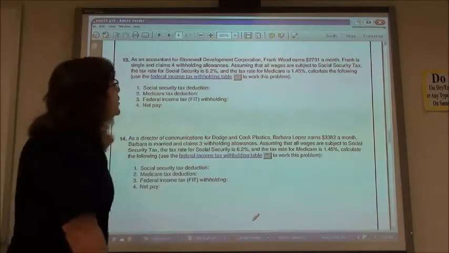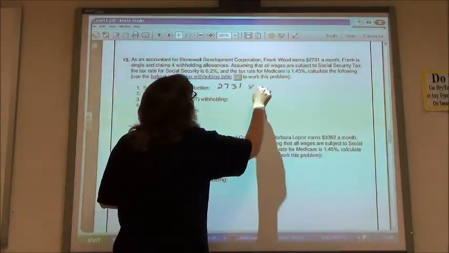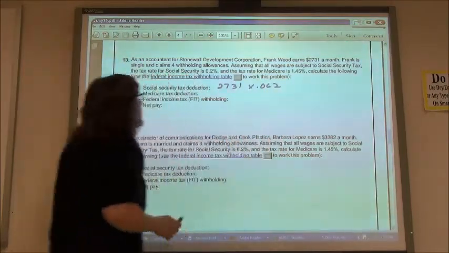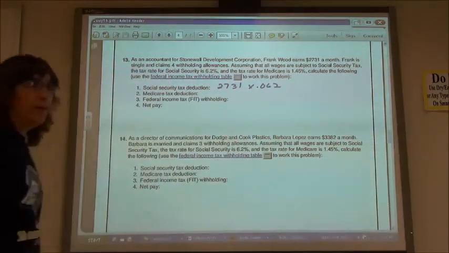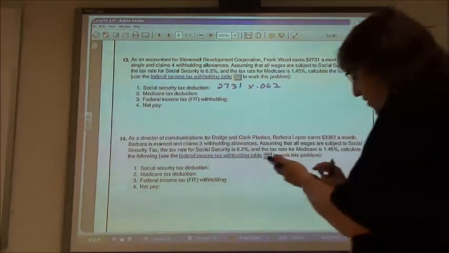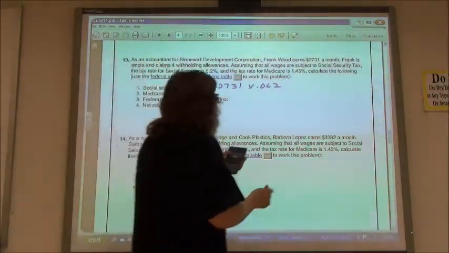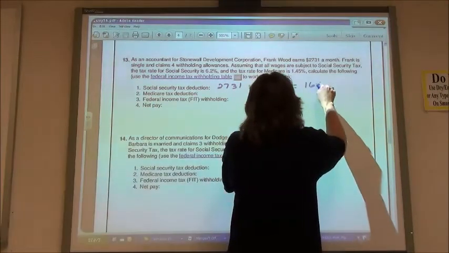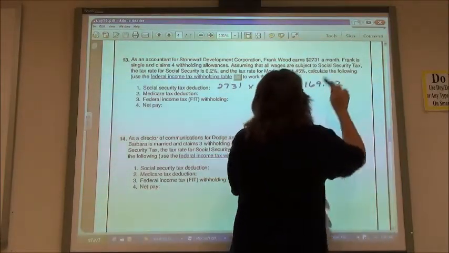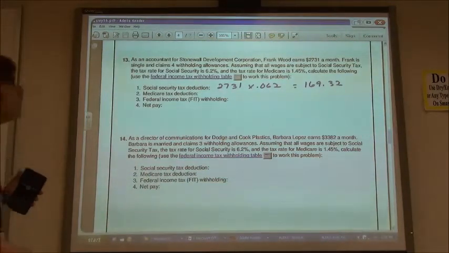So for Social Security, we earn $2,731. It's 6.2%, so we use 0.062. Again, I put my calculator down. So 2,731 times 0.062 is $169.32. Again, we have to round that off. It's 322, so we round it off to 32 cents.